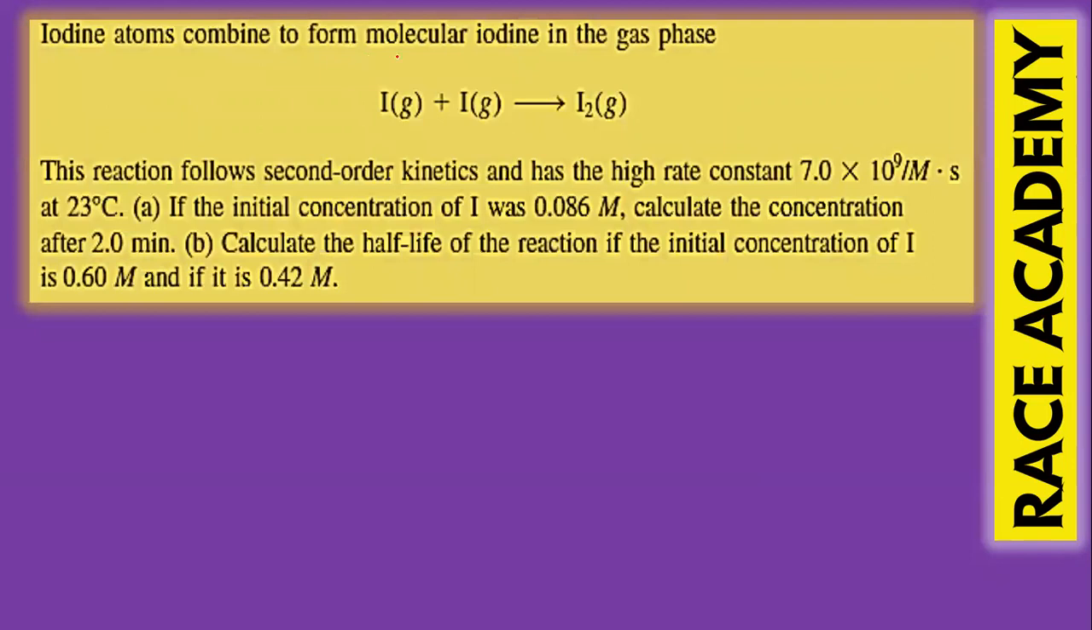Next question. Iodine atoms combine to form molecular iodine in the gaseous phase like this. It's a second order reaction, and the rate constant is 7 times 10 to the power of 9 for this at 23 degrees Celsius. The first question is to find the concentration after 2 minutes, if the initial concentration of iodine atoms is 0.086.